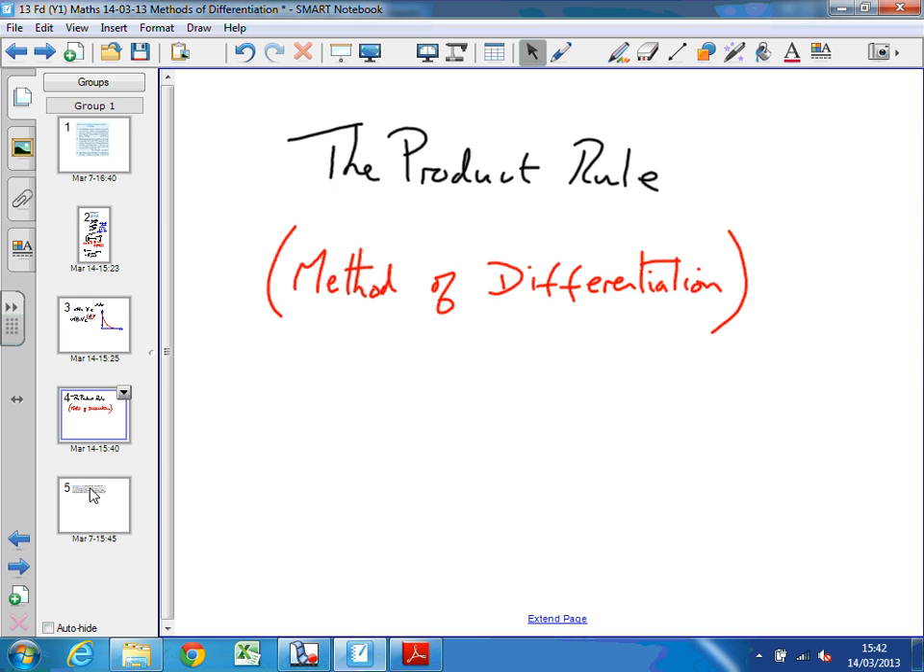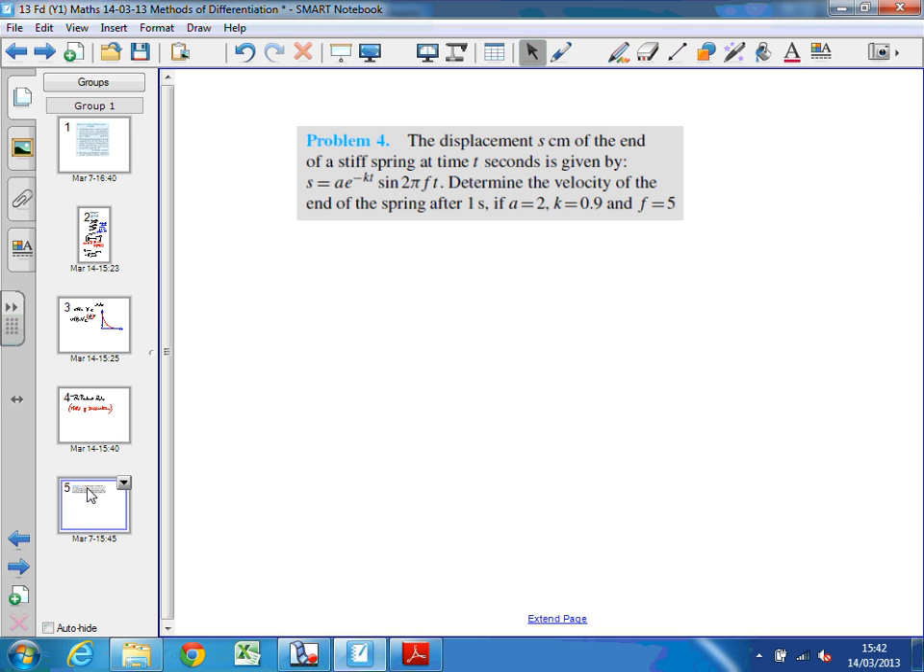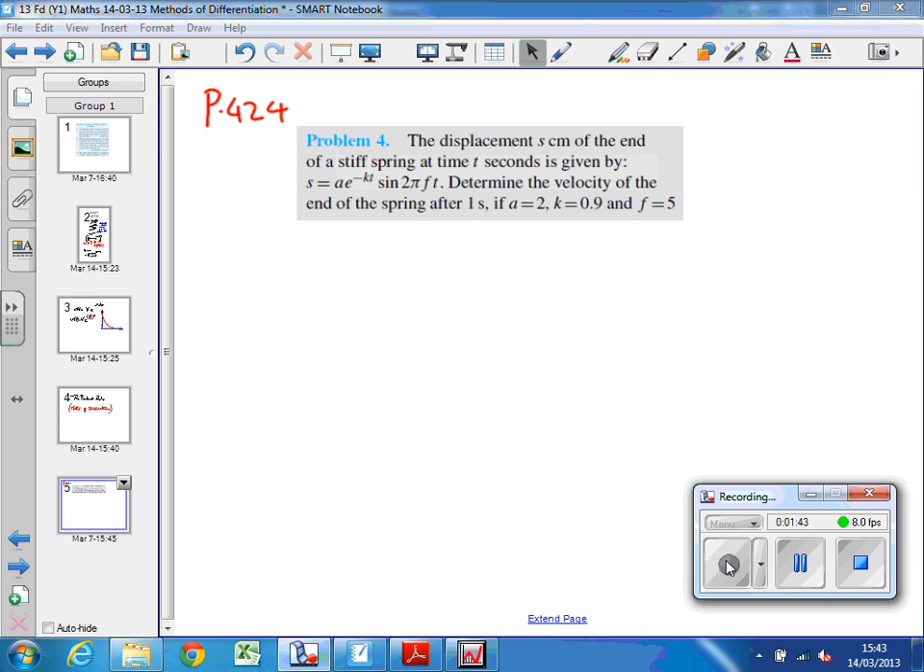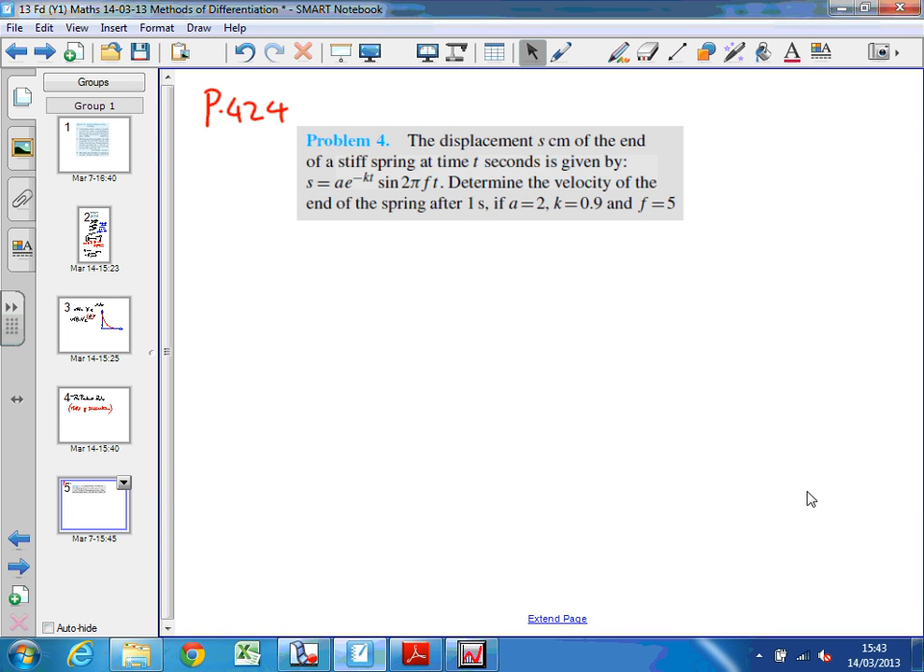So this is an example of a practical problem. Displacement S of the end of a stiff spring at time t is given by that function, S equals A e to the minus kt sine 2 pi ft. Determine the velocity of the end of the spring after 1 second, if A equals 2, k equals 0.9, and f equals 5. This is not an uncommon function that we find in engineering.